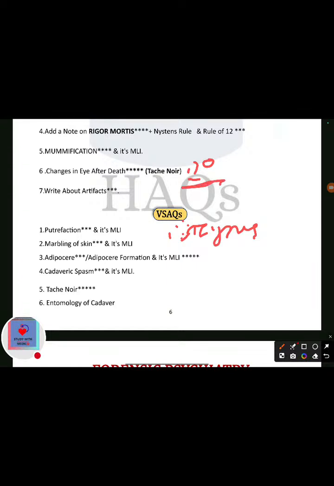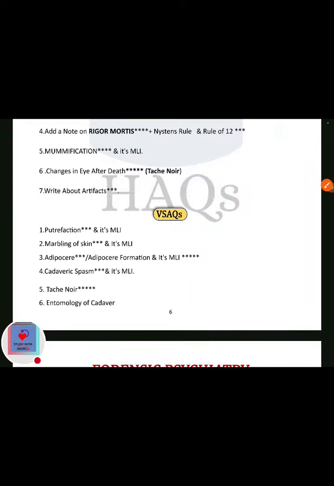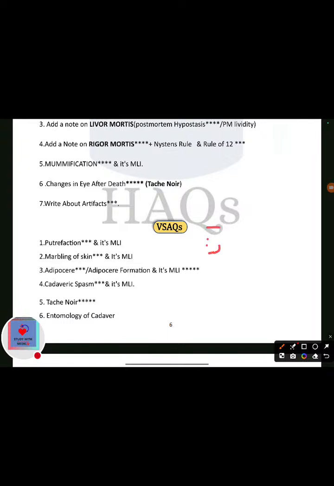What happens in secondary flaccidity? As putrefaction sets in, muscle becomes flaccid due to the action of enzymes. They dissolve the myosin. So secondary flaccidity is because of enzyme action, the muscles get dissolved, and the myosin gets dissolved.